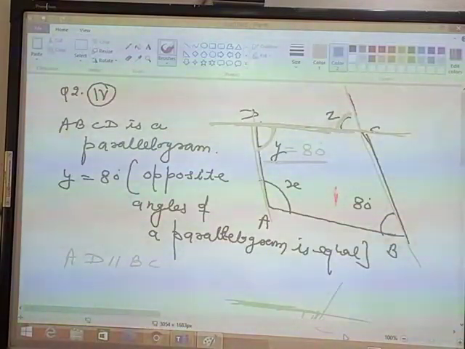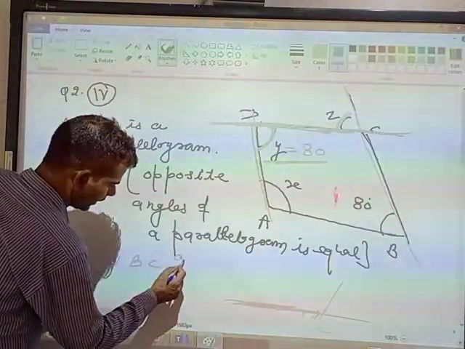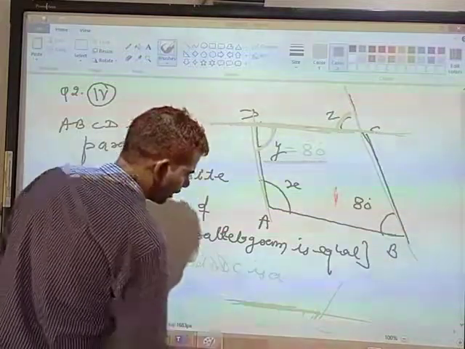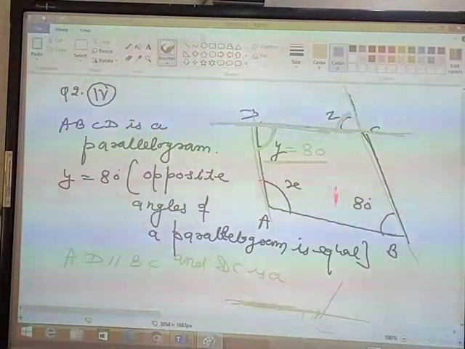Now students, AD is parallel to BC and BC is a transversal.